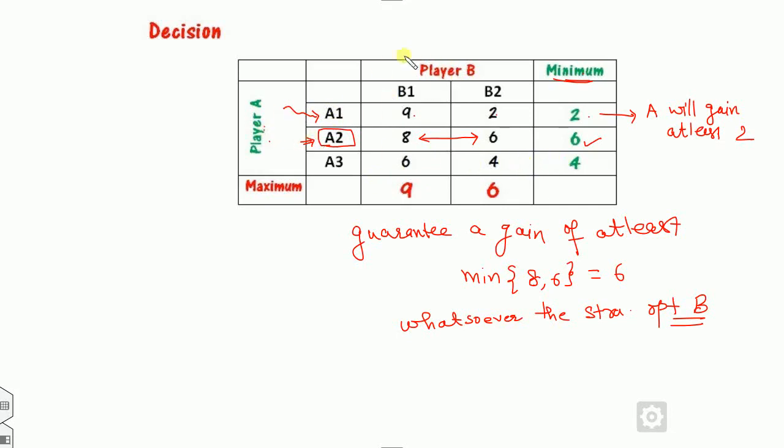And since A and B are opposite to each other, for B we can take the maximum of these. So that's why this is the maximum. Remember the rule: for player A, row-wise, it is always the gain side, so we find the minimum, and for player B it is the maximum.